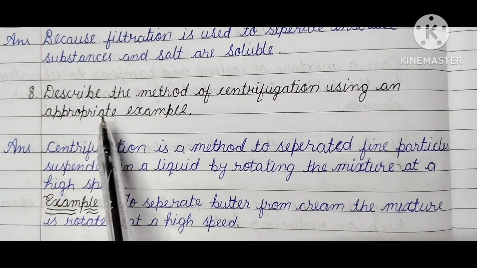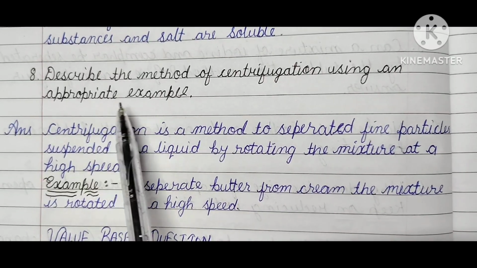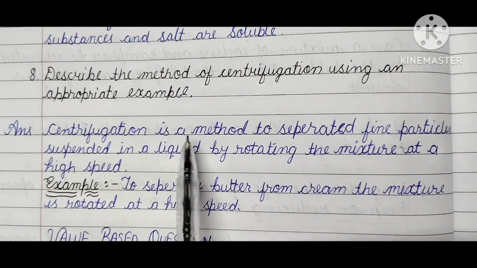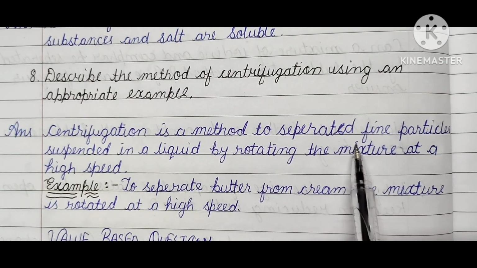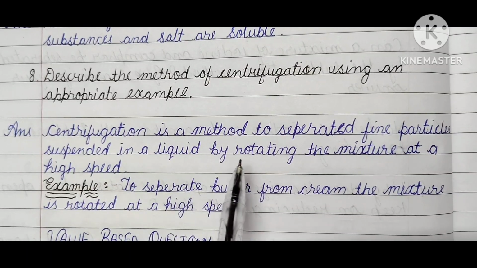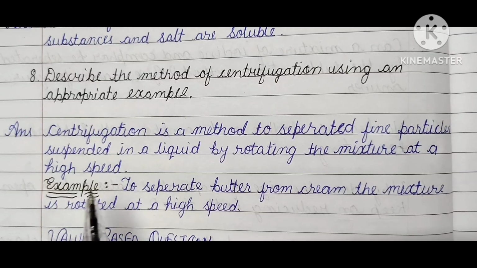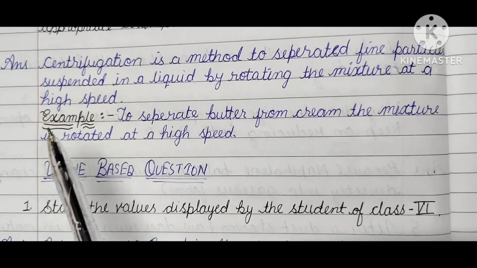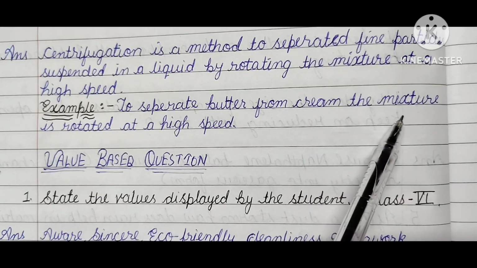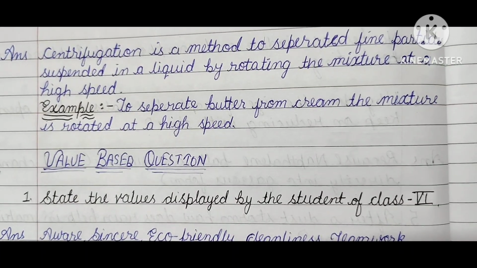8. Describe the method of centrifugation using an appropriate example. Answer. Centrifugation is a method to separate fine particles suspended in a liquid by rotating the mixture at a high speed. Example, to separate butter from cream, the mixture is rotated at a high speed.